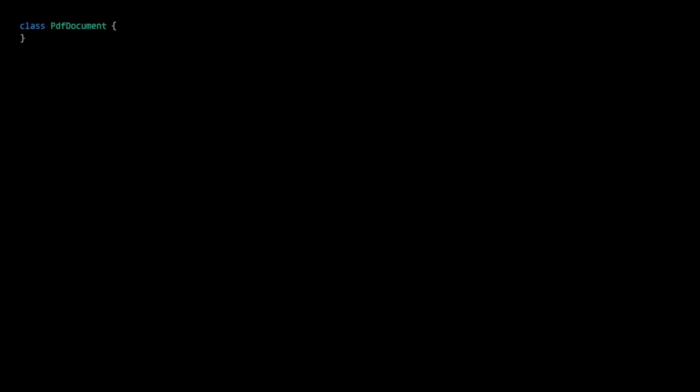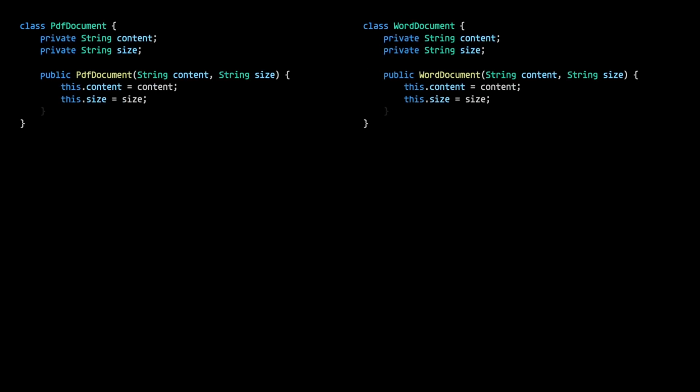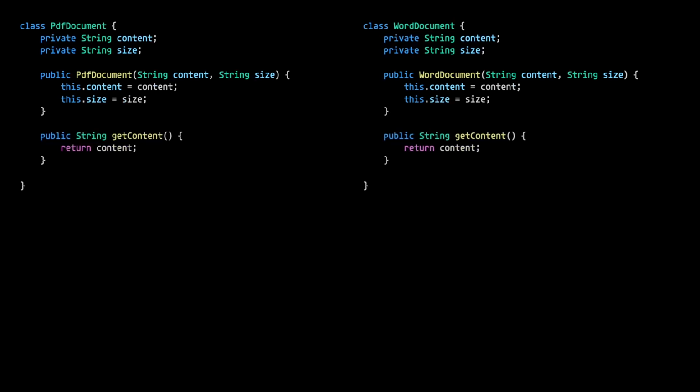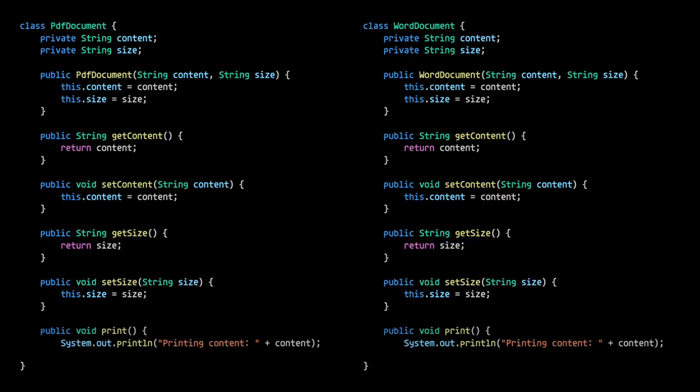We have two classes, one that represents PDF documents and one that represents Word documents. These classes have identical fields which result in identical constructors, as well as identical getter methods, and also identical setter methods. But what's unique to each individual document type's class is their print methods. These print methods are specific to the document type.